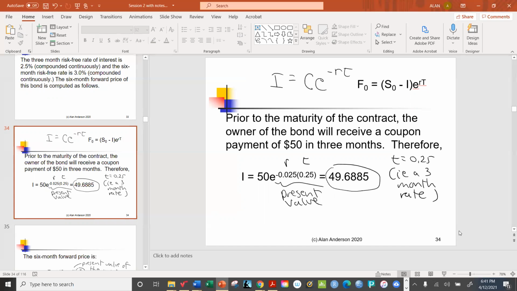Okay, so when you plug those in, we'll have to take a step back, another little detour. But what this is saying is that the present value of this $50 coupon is $49.6885. So the present value, you can think of it as basically the reverse of the future value. With the future value, we're trying to decide if we have X dollars today, how much will they be worth in the future?